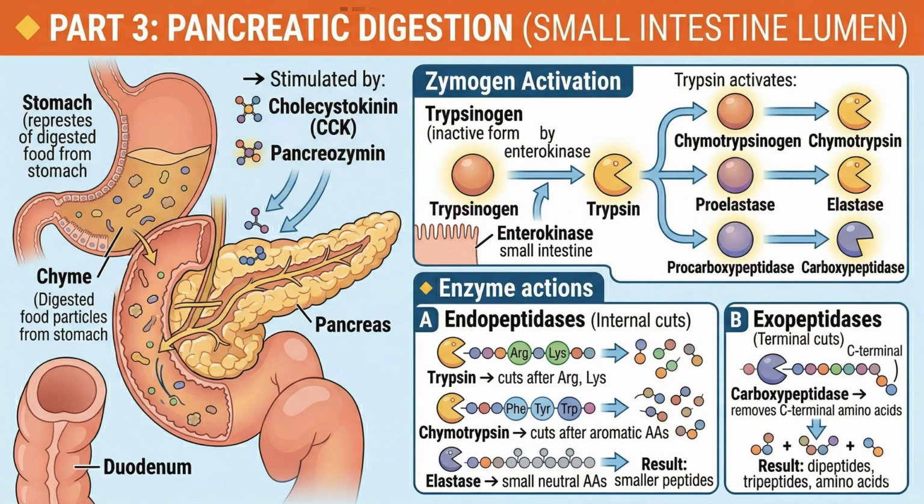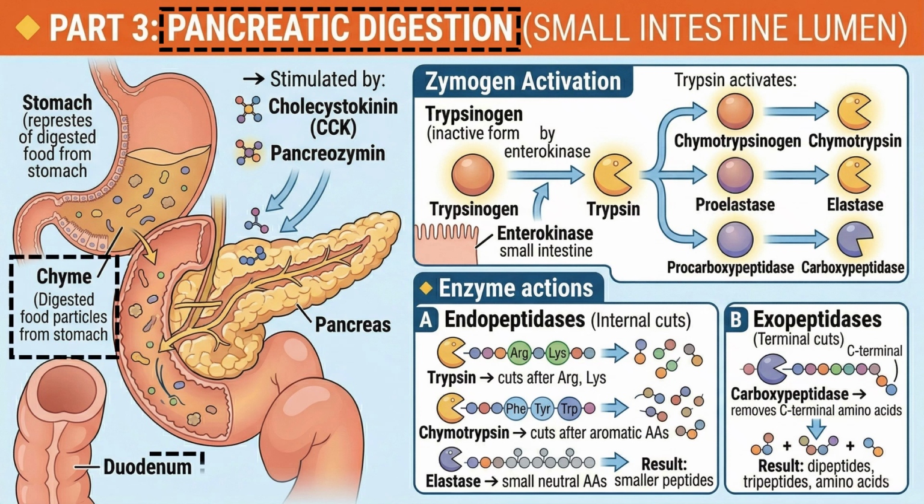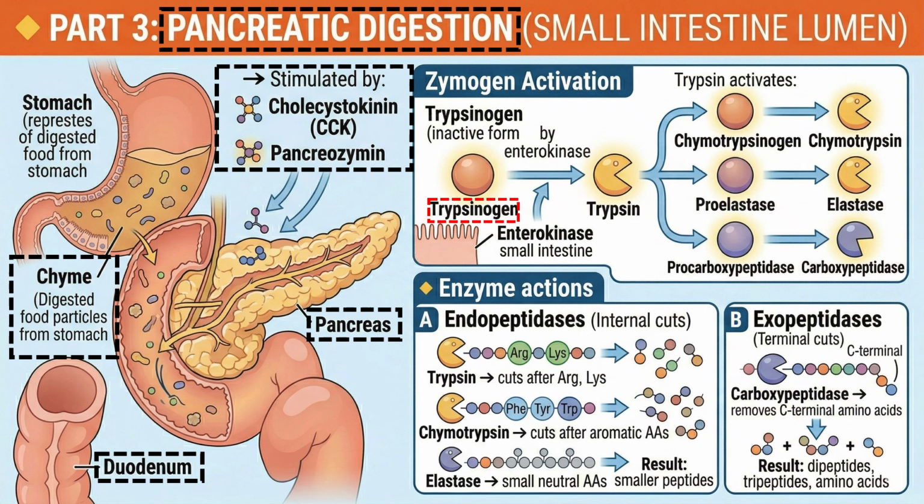The partially digested proteins in the stomach called as chyme enters into the duodenum. The moment the chyme enters the small intestine, two key hormones, cholecystokinin and the pancreozymin, stimulate the pancreas, releasing the digestive enzymes. But all enzymes are released in inactive forms called as zymogens to prevent the auto-digestion of the pancreas. First, the trypsinogen is released, and the trypsinogen is activated by the enzyme enterokinase present on the intestinal brush border to trypsin. Once the trypsin is formed, it becomes a master activator.